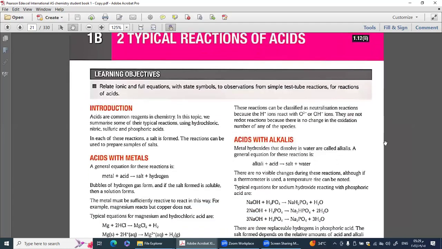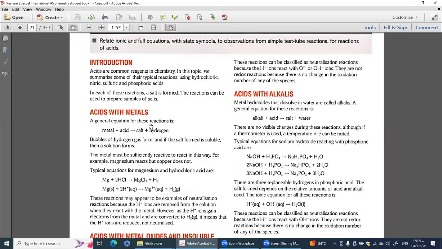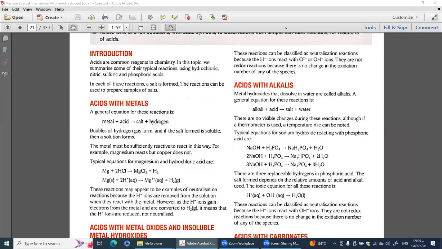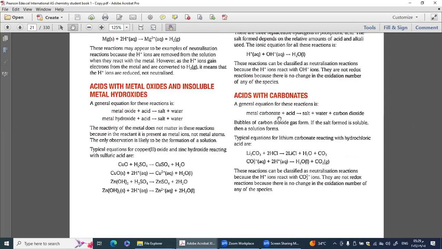So the reaction: acid reacts with a metal to form salt and hydrogen. Like Mg with HCl: Mg plus 2HCl gives MgCl2 plus H2. Acid reacts with metal oxide or hydroxide to form salt and water. Acid reacts with metal carbonates to form salt, water, and carbon dioxide.